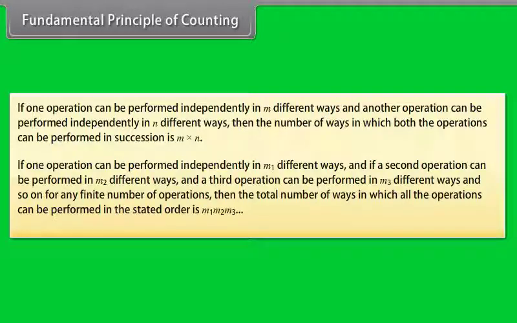If one operation can be performed independently in m1 different ways, a second operation can be performed in m2 different ways, and a third operation can be performed in m3 different ways, and so on, for any finite number of operations, then the total number of ways in which all the operations can be performed in the stated order is m1 × m2 × m3, and so on.